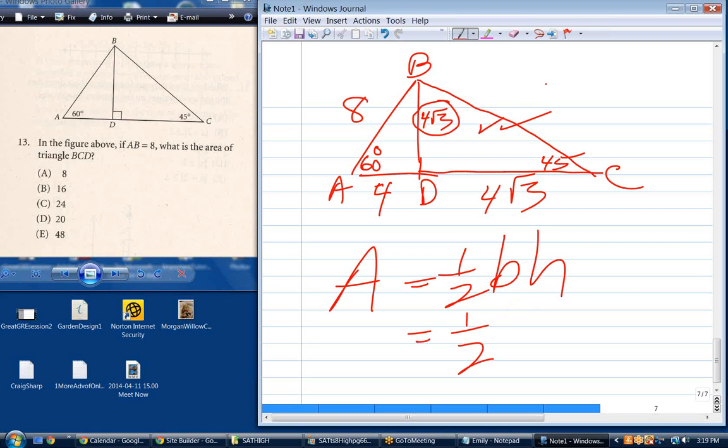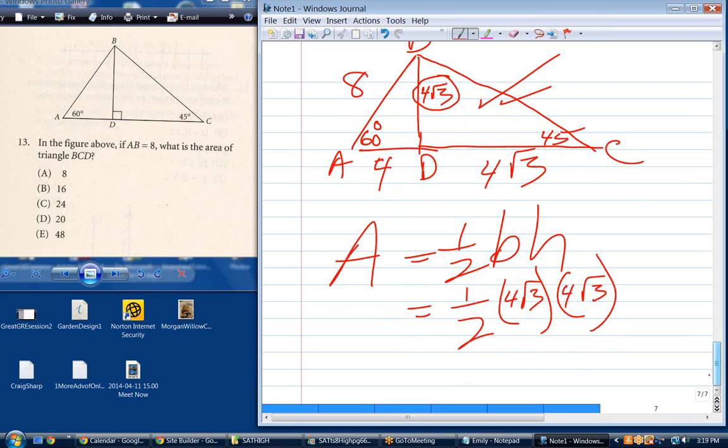Remember, it's this triangle right here, not the whole triangle. The base is 4 root 3, not 4 plus 4 root 3. BCD is this triangle only. We're looking for that triangle. Gotcha. Okay, so this is the height, this is the same thing. And when we multiply all of those together, we get 16 times 3 times 1/2, or 8 times 3, 24.